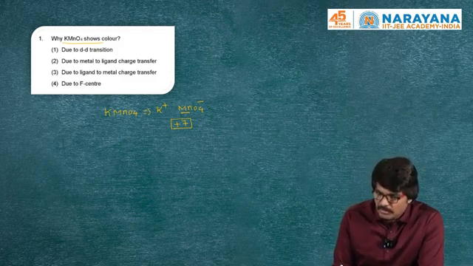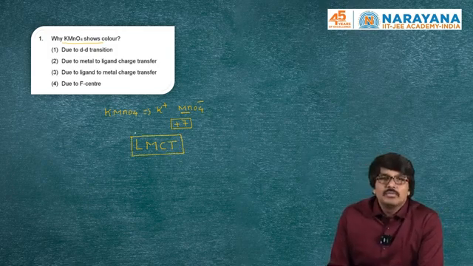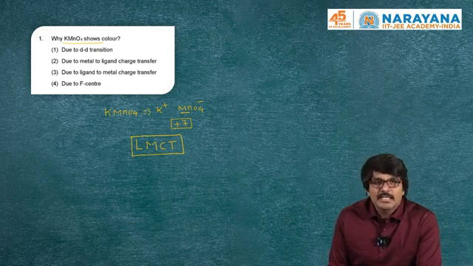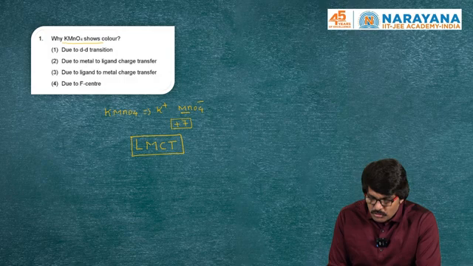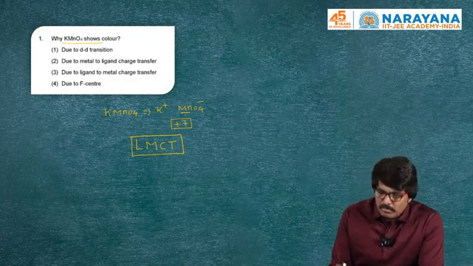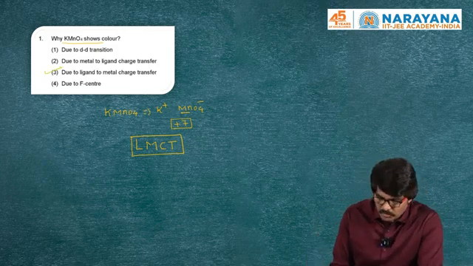That means the electrons are transferring from ligand to metal. That process is also known as LMCT, the ligand to metal charge transfer phenomenon. So the color of potassium permanganate, that is dark purple, somewhat black in color, is due to ligand to metal charge transfer. So the correct answer to the question is 3.